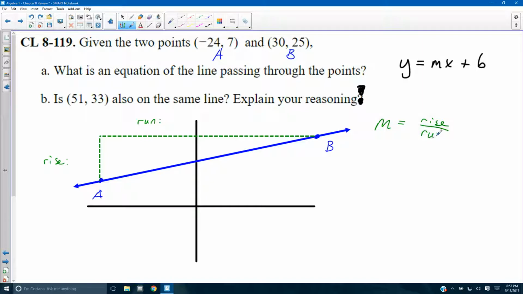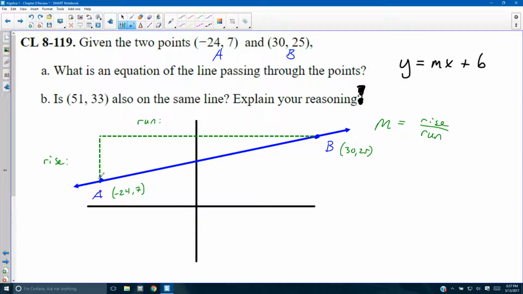The larger the number, the steeper the slope. This slope isn't very steep, so the number is probably not going to be very large. It's not even going to be greater than the number 1. Expect a fraction. How weird of a fraction? We'll see. A is at the point negative 24, 7. The y value is 7. B is at the point 30, 25. The y value is 25.